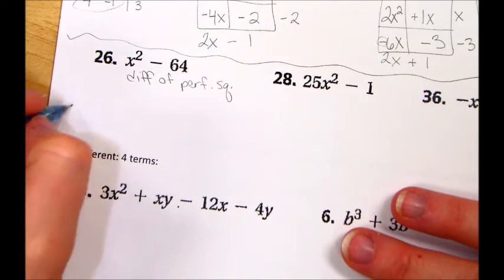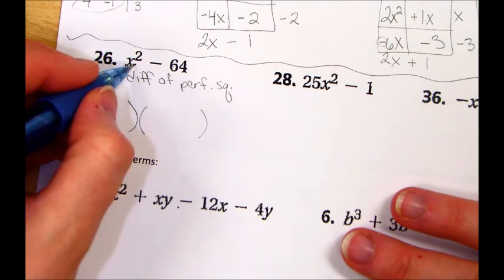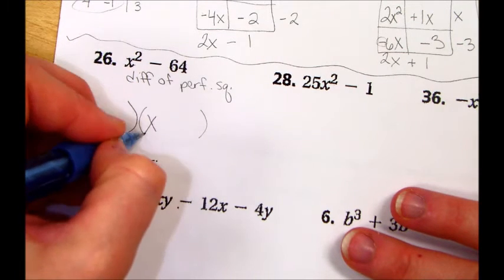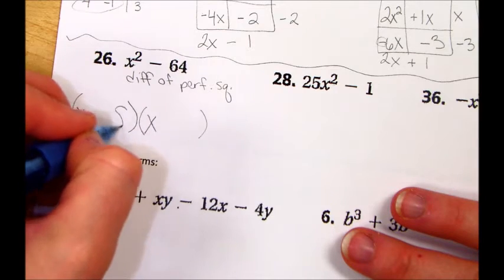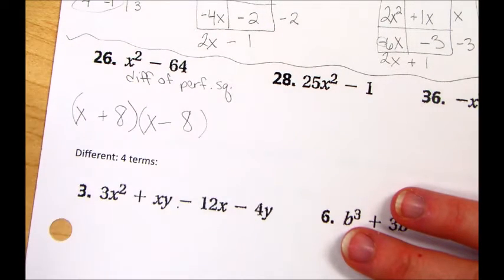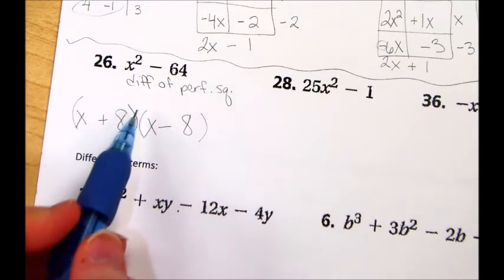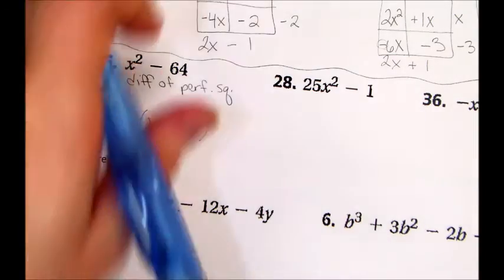When that's the case, you just go straight to your factoring and you take their square roots. The square root of x squared is x and x. The square root of 64 is 8 and 8. One's a plus and one's a minus. If you want to check if you're right, you distribute those back together. But I promise that when you have the difference of perfect squares, it's as easy as that.